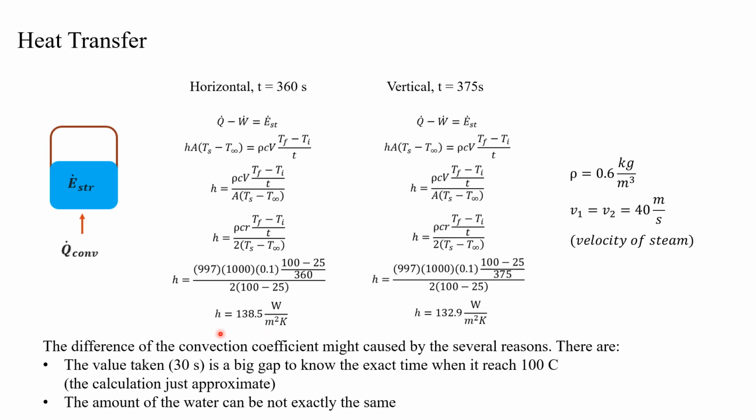Using this formula, which is the convection heat transfer and the energy storage, we can find the convection coefficient. And from these sample calculations and also using these assumptions, we know that a difference in the convection coefficient appears, and it might be caused by several reasons. First, the value taken every 30 seconds in the experiment is a big gap to know the exact time when it reached 100 degrees Celsius. Second, the amount of water cannot be exactly the same between those two schematics, so we get a different convection coefficient where it should be the same.